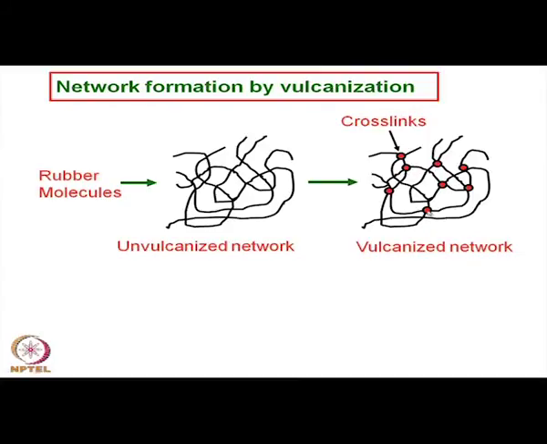Now, the more the number of these sites, the more the cross link density; the fewer the sites, the less the cross link density. The more the cross link density, the stiffer the rubber product; the less the cross link density, the softer the rubber product. So, this is basically known as a vulcanized network. Depending on the cross link density, the mechanical property of the vulcanized network will vary.